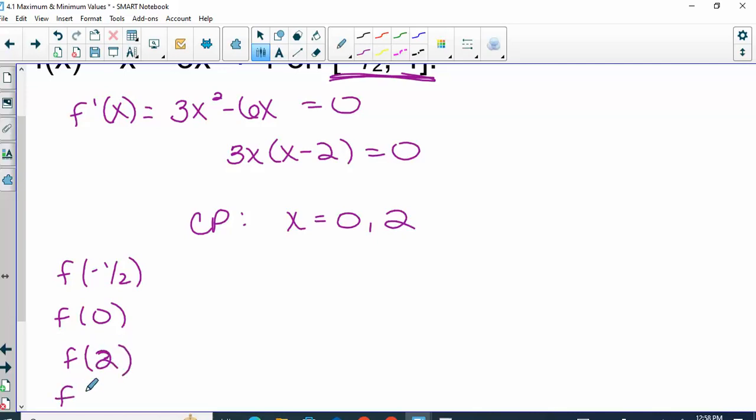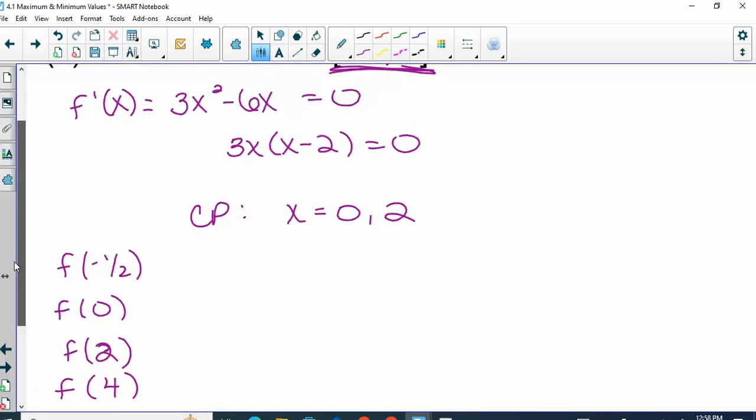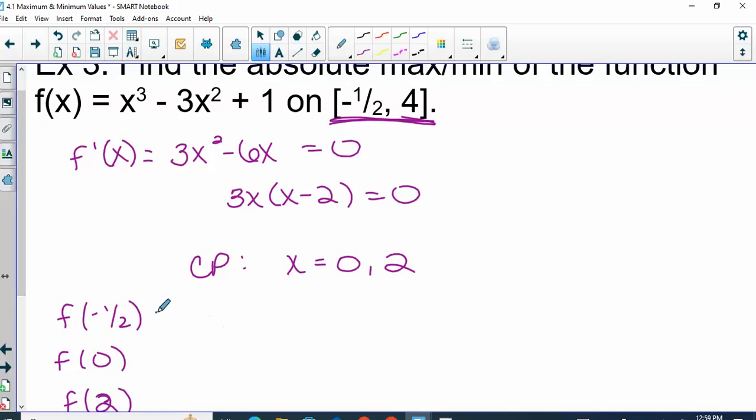So I'm plugging all 4 of these numbers into the original function, which is where the basic calculator piece might come in later on. All right, so if I put in a negative 1/2.